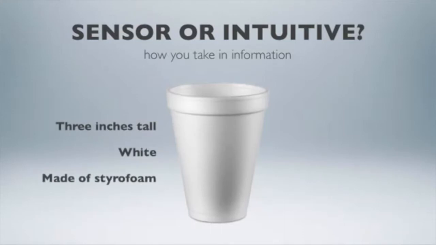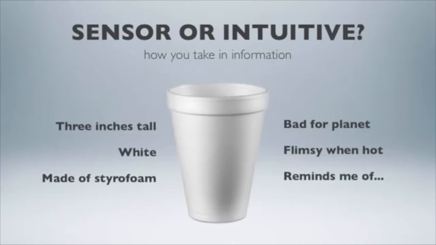Intuitives are a different story. They might compare the cup to other things, or make up a little story about the cup. An intuitive might mention that styrofoam is bad for the environment, that these cups are very flimsy when filled with hot liquid, or that the cup reminds them of the Sunday school meetings they go to every week. Take a moment to think about how you take in information. Mark down your preference for S or N.